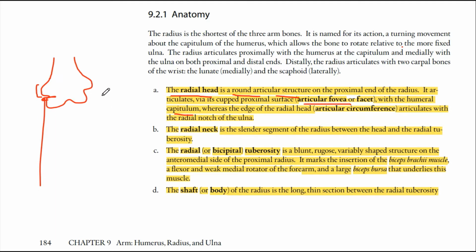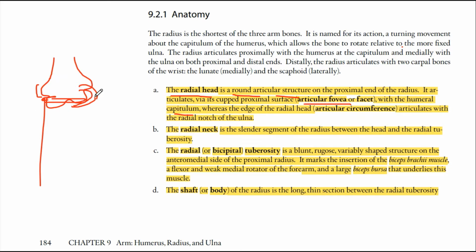Now we'll see in the ulna this structure, something like a notch-like structure, and the radial head basically fits into the radial notch of the ulna. So this is how the orientation works, and the three bones are fitted all together.